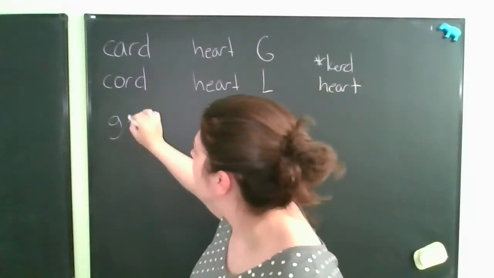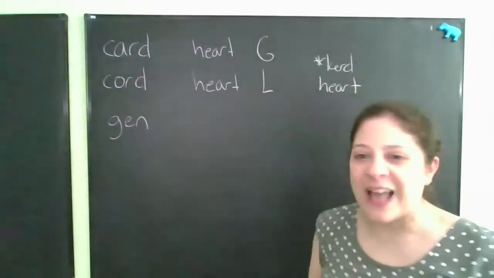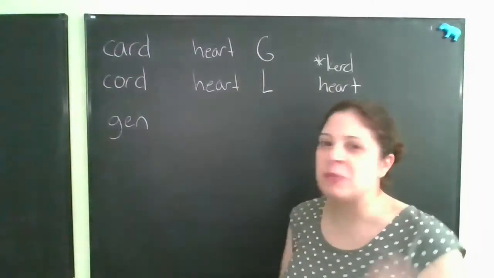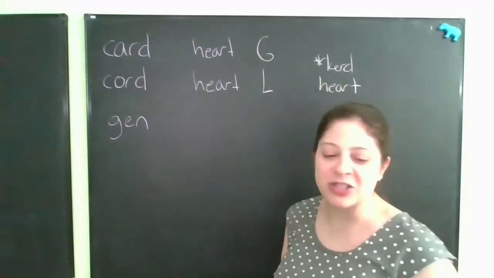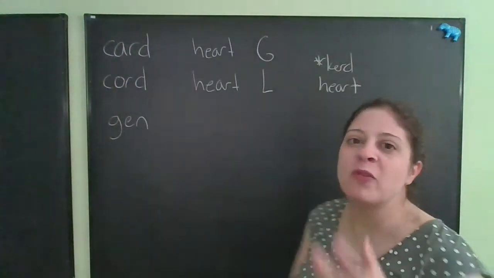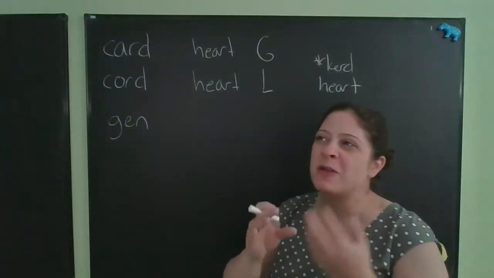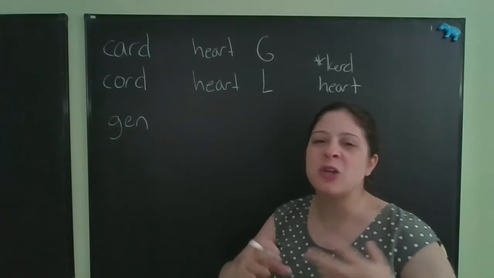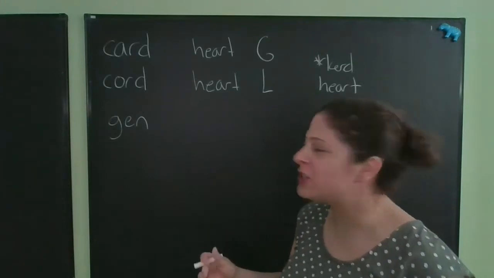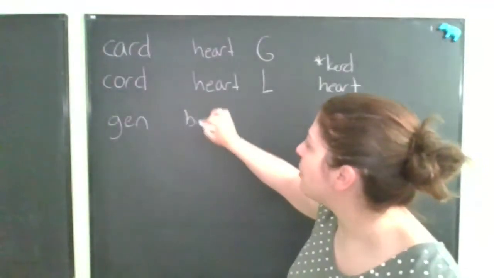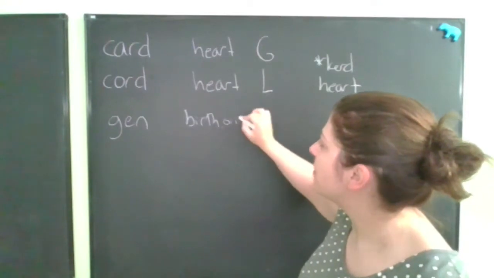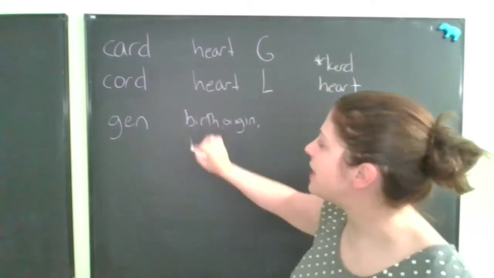Next up is gen, G-E-N. This is a very productive root in the English language, and it comes from a word, I don't want to say basic, but a word that has a wide range of meaning. It covers a lot of ground. So it refers to birth or origin of something. And similarly to that, it can mean producing something.